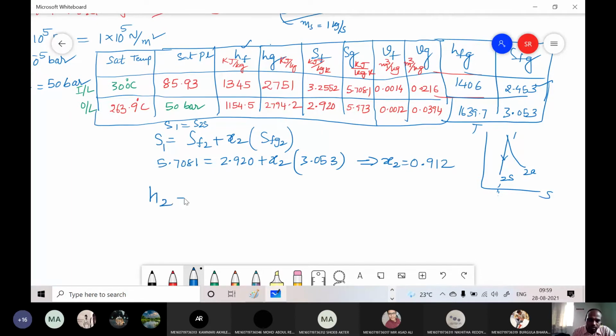Now H2 equals HF2 plus X2 into HFG2. What is HF2? HF2 is 1154.5, plus X2, which I got just now as 0.912, times HFG2, which equals 1639.7. Tell me, what is this H2 value?